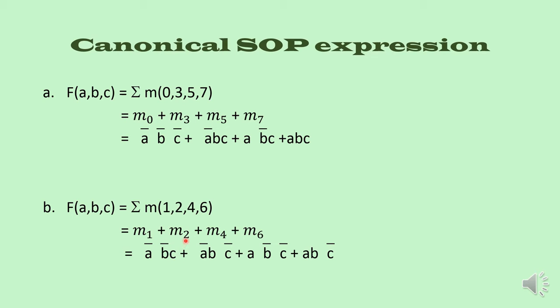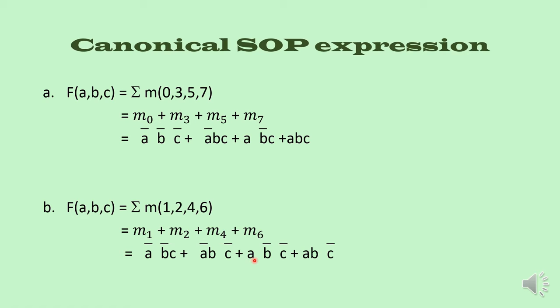The next term is 2, which is 0, 1, 0 in binary form. So 0 is represented by a bar, 1 is represented by b, and again 0 is represented by c bar. Plus the next term is 4. So 4 is represented in binary form as 1, 0, 0.